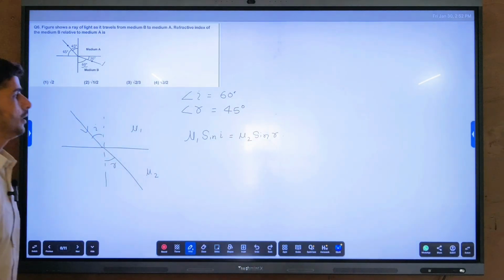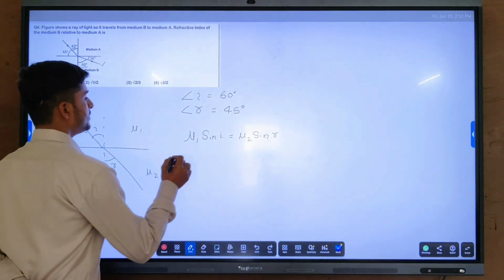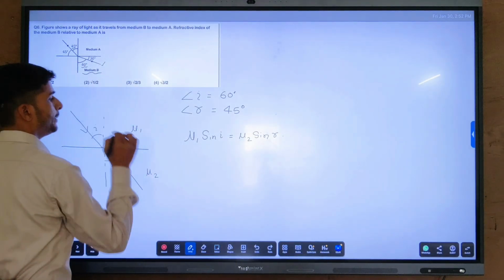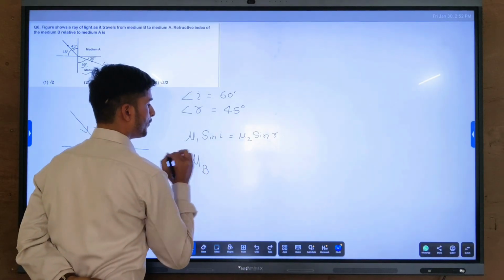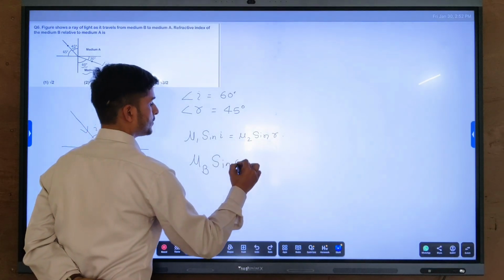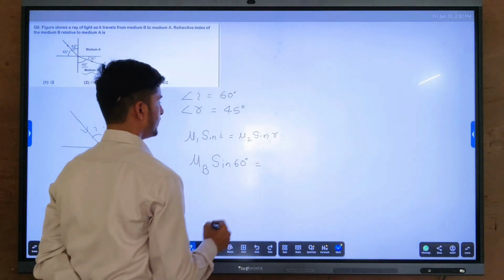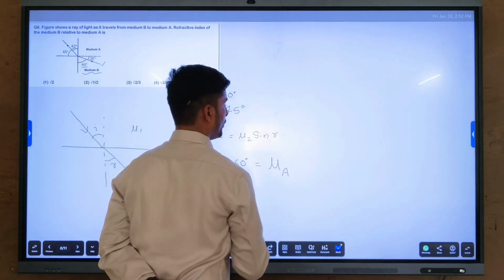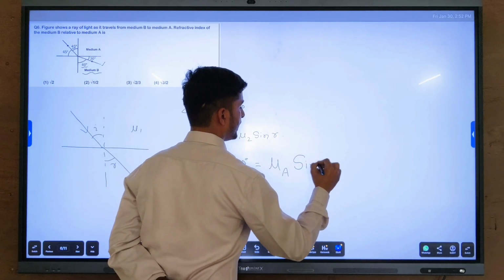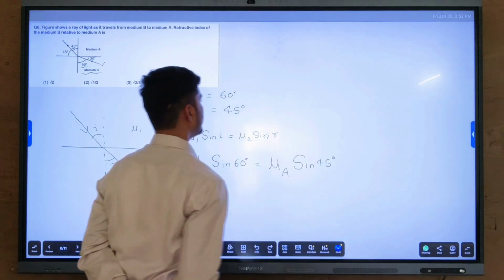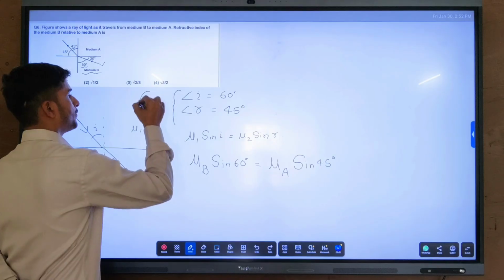If we put our values here, mu1 is medium 1, medium B. So the refractive index of medium B, sin 60 degree, equals the refractive index of medium A, that will be mu A, and this is sin R, that is sin 45. It is given already. These things are given in the figure.